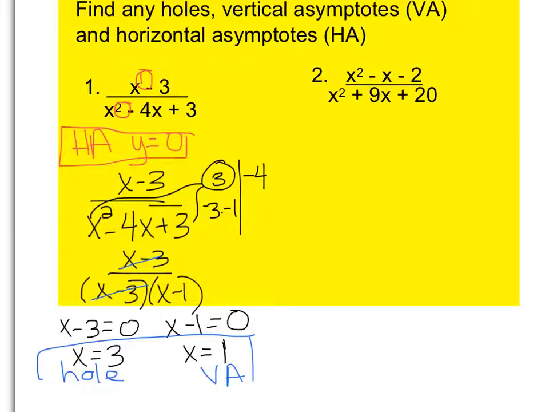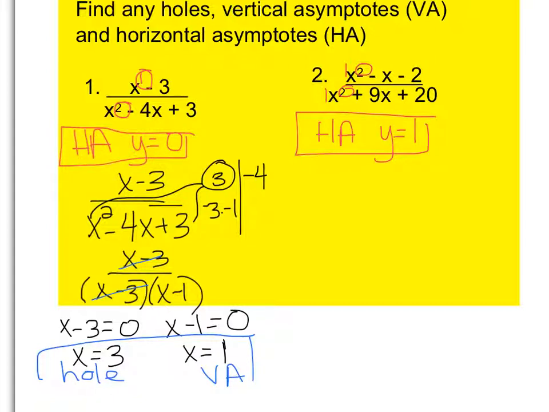Number 2, again, start with your horizontals because you don't have to factor those. So the highest degree on top is a 2, so is it on the bottom. Well, when the degrees are the same, that was case number 1, and you divide their leading coefficients. Well, the leading coefficient of that x squared is a 1, so is it on the bottom, and 1 over 1 is just 1. So this one has horizontal asymptote of y equals 1.